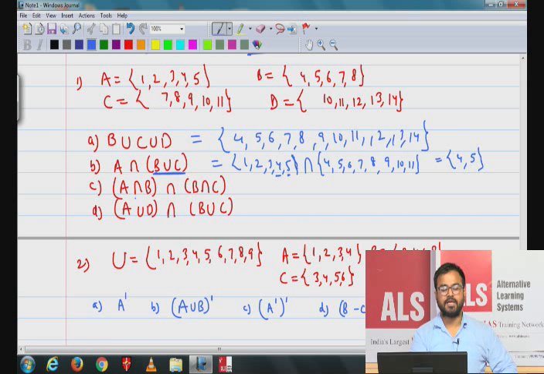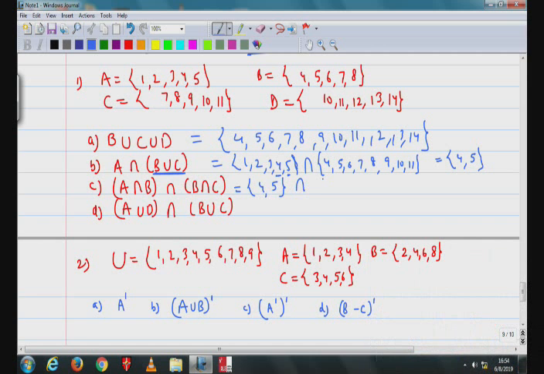Now similarly A intersection B. Between A and B you can see the common elements are only 4 and 5. Between B and C, the intersection sign, the common elements are only 7 and 8. So between this A intersection B and B intersection C, what is common between both of them? Nothing. So it will be empty.